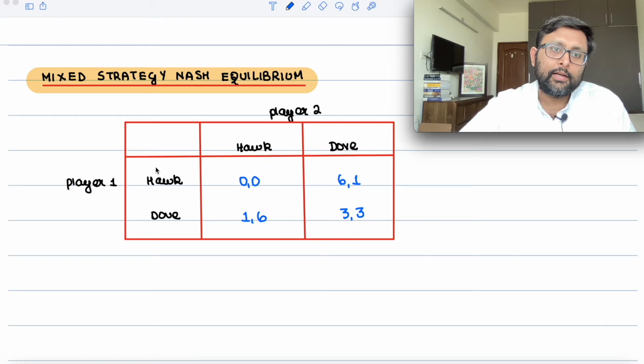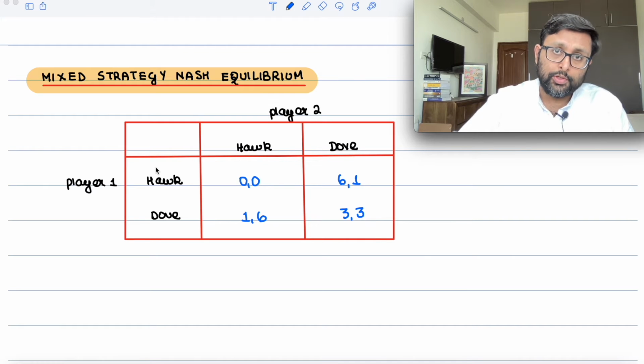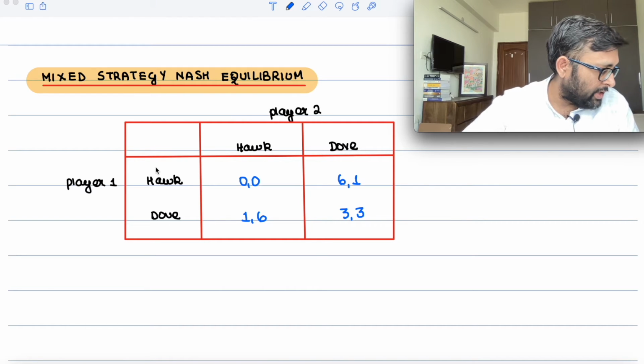If I can say that 50% of the time player one is going to play hawk, 50% of the time player one is going to play dove, 30% of the time player two is going to play hawk, and 70% of the time player two is going to play dove, that is a mixed strategy Nash equilibrium, right? So you're randomizing those strategies.